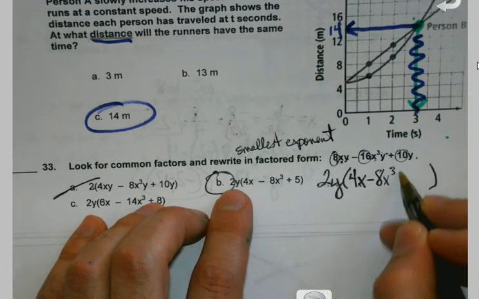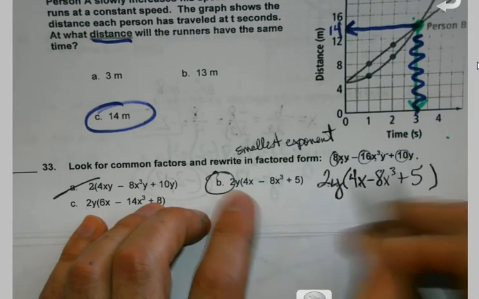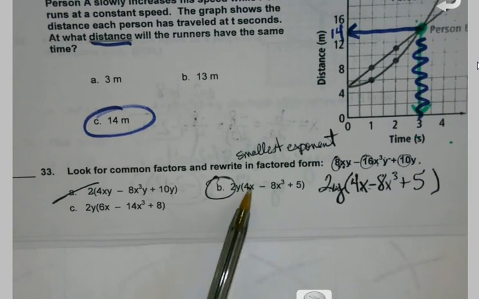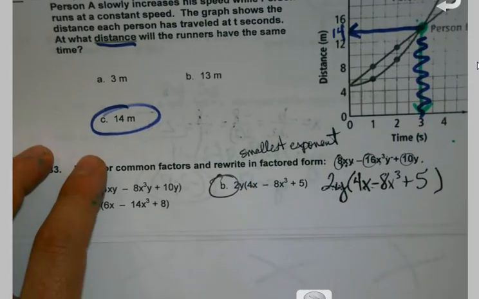2 times what gets me to 10 is 5. I already got the y. Those match up exactly. But again, when you're on the test, if you find one right away and after one term you see that's the only option, go with that and go to the next one. It leaves you some extra time at the end.